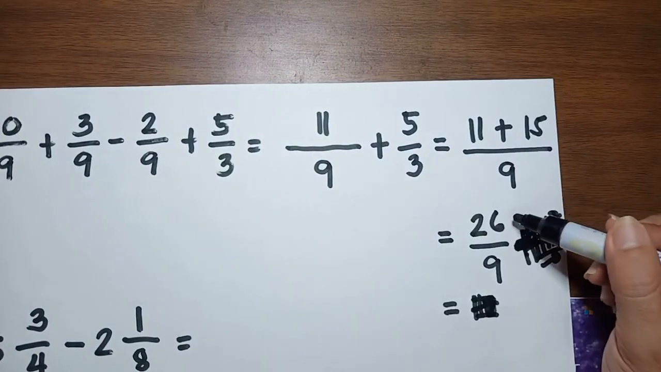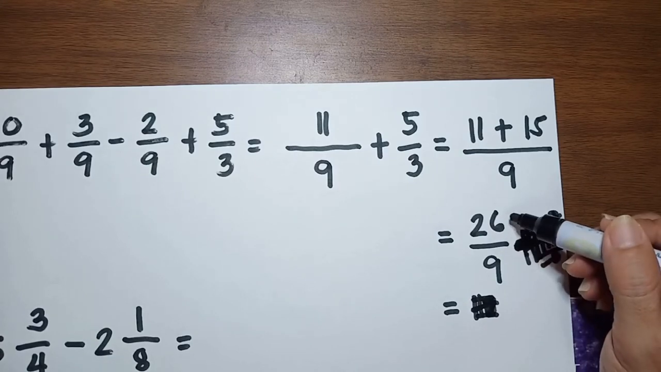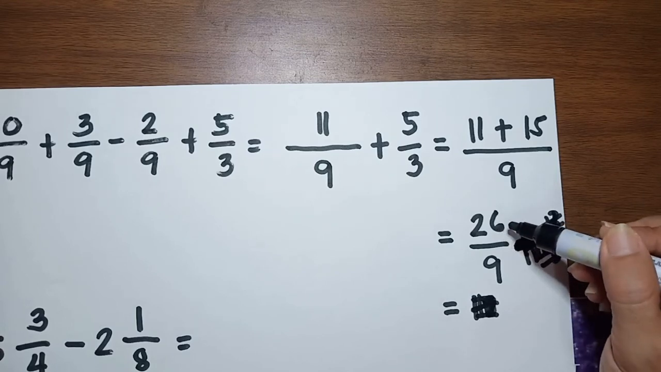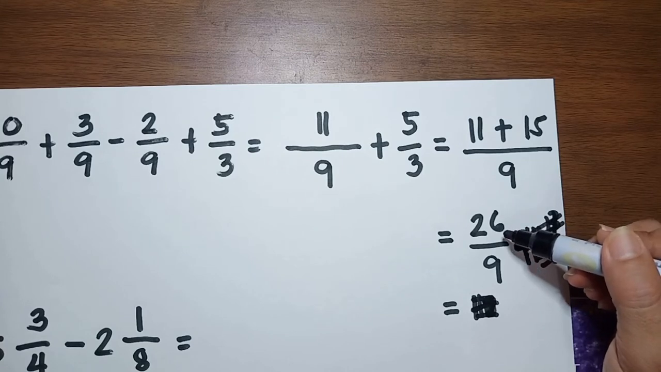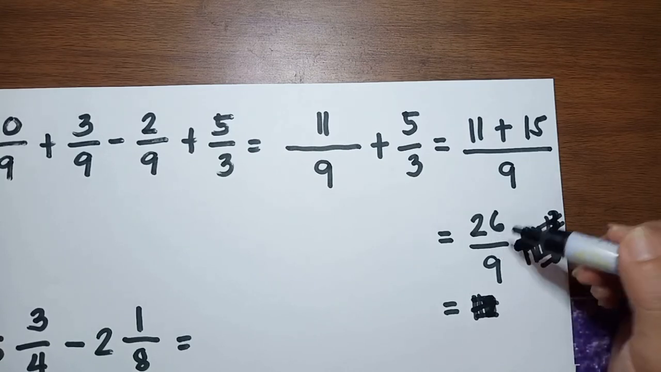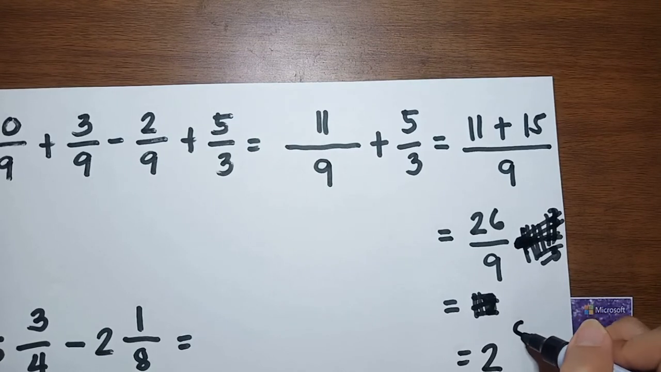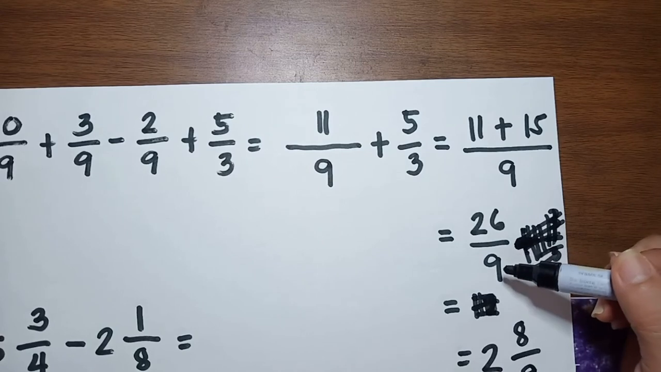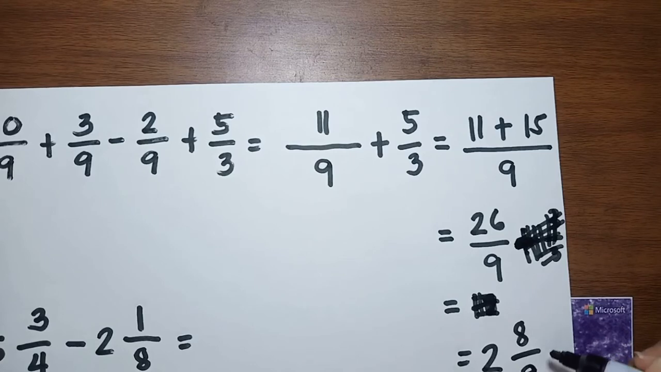There are no more common factors between 26 over 9. So what we need to do, since there is no common factor in the numerator and denominator, is just simply change this one to mixed number by simply dividing 26 divided by 9. So 26 divided by 9, that gives us 2 and 8 over 9. So when we divide 26 by 9, we have 2 and 8 over 9.